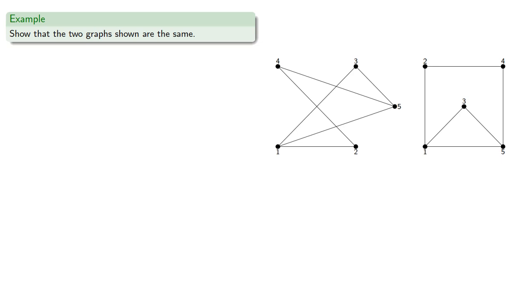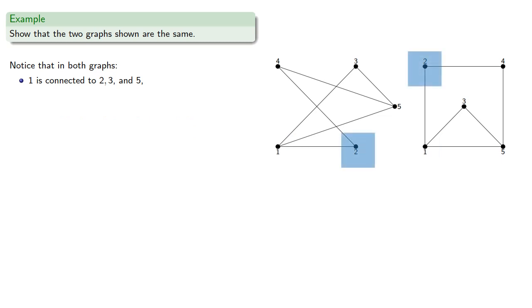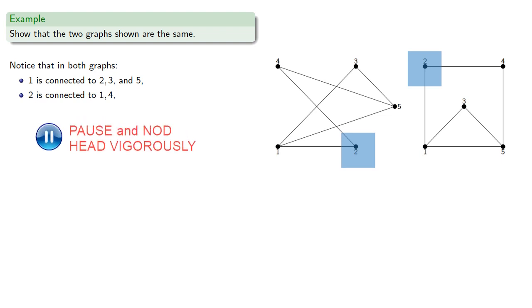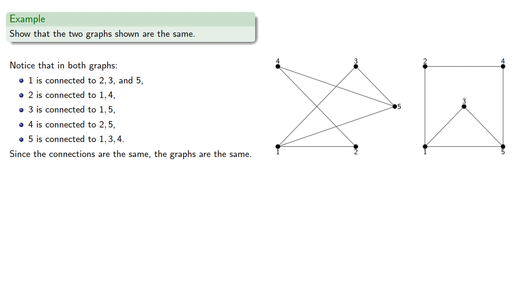So, notice that in both graphs, the vertex labeled 1 is connected to the vertices labeled 2, 3, and 5. The vertex labeled 2 is connected to the vertices labeled 4 and 1. The vertex labeled 3 is connected to the vertices labeled 1 and 5. Vertex 4 is connected to 2 and 5. And vertex 5 is connected to 1, 3, and 4. And since the connections are the same, the graphs are the same.